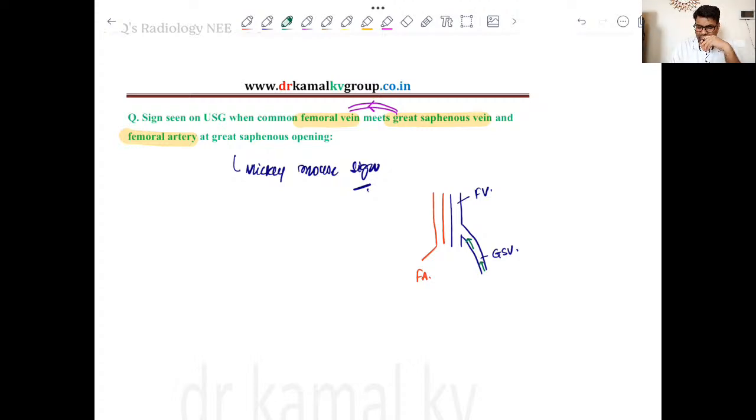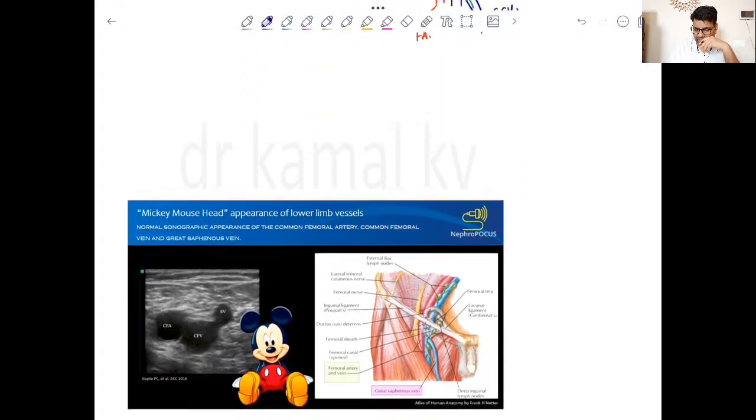So this is the arrangement in the femoral triangle. If we write it like this, this is lateral, and this is the medial. Clear? Now if we take the view somewhat at this level, we will see the arrangement of, yes KK, you are absolutely right, that is Mickey Mouse sign. The arrangement just looks like the head of Mickey Mouse, right?